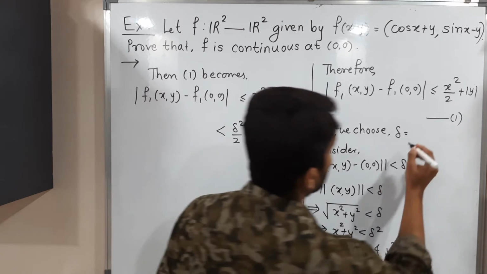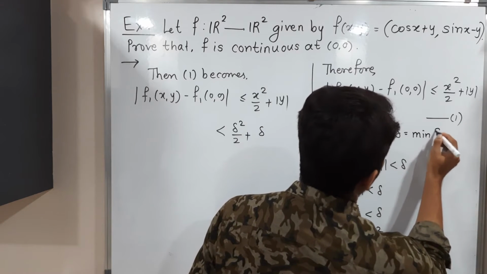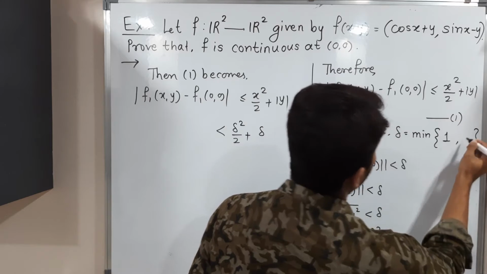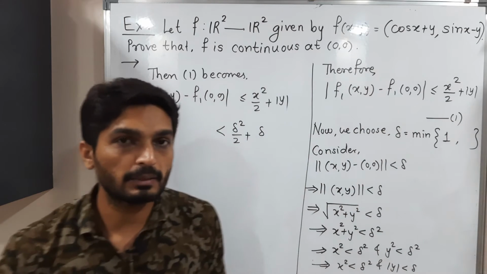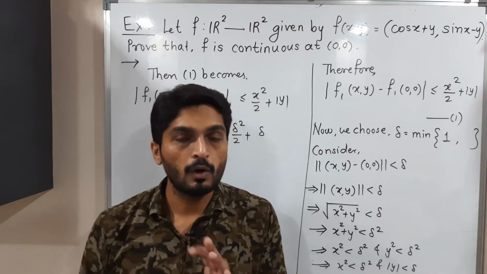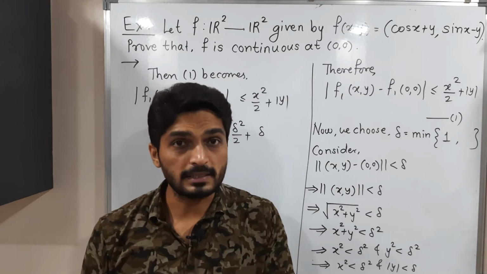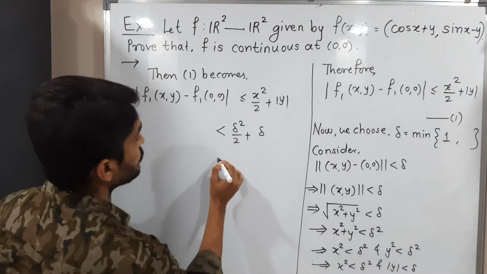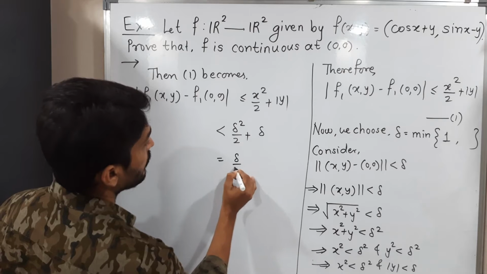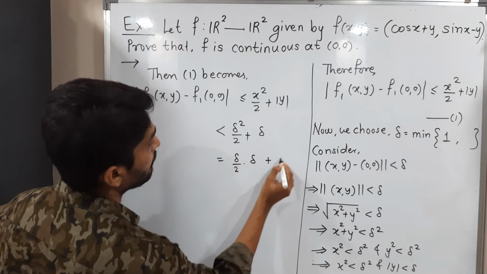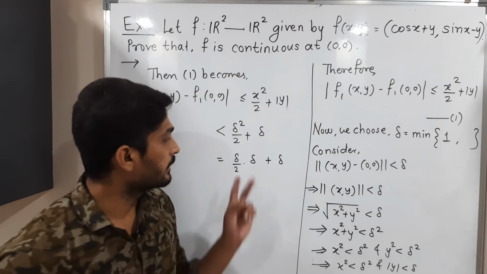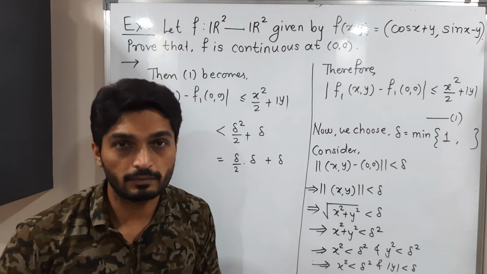Okay, so that is delta is equal to minimum of 1 and some another term. I don't know the second term, but here I am considering delta should be minimum of 1 and 2. So what will happen? See here, what will happen because of that? So this is equal to delta square means what? Delta by 2 into delta plus delta. Getting my point? Delta into delta, delta square we will have.